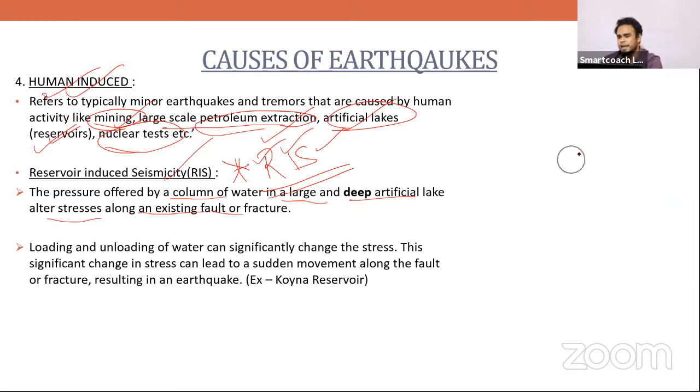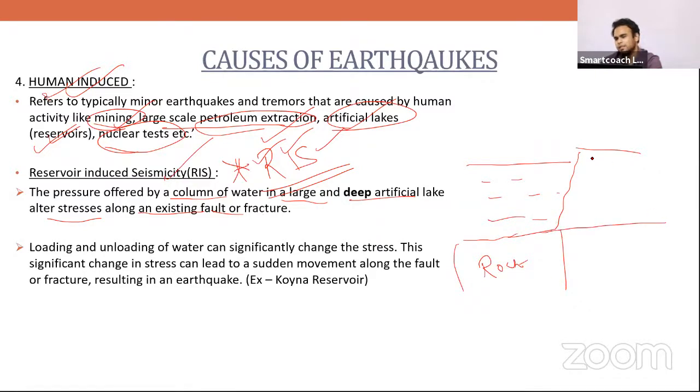Now, look into this diagram here. Suppose this is a reservoir. Here we will have the presence of water, right? And below this water layer, what will we have here? We will have rocks, right? So this is how the structure looks like. This is a reservoir or a dam. Here we will have the storage of water, right? So in this storage area, what will happen?